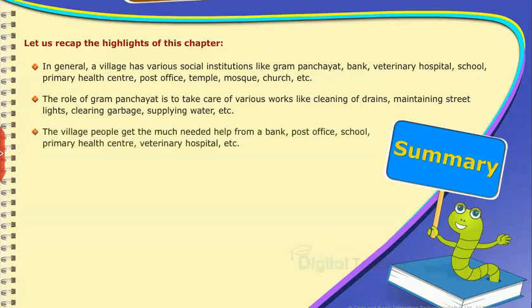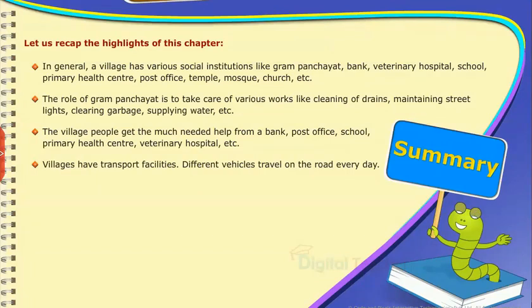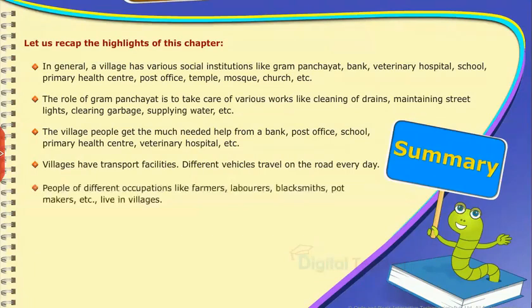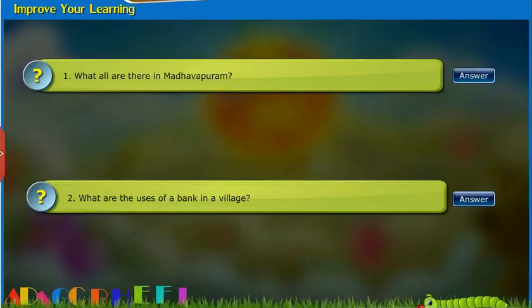The village people get the much needed help from a bank, post office, school, primary health center, veterinary hospital, etc. Villages have transport facilities. Different vehicles travel on the road every day. People of different occupations like farmers, laborers, blacksmiths, pot makers, etc. live in villages. Read the questions and attempt the answers on your own. You can click Answer for your reference.